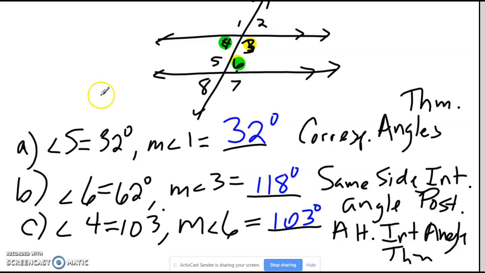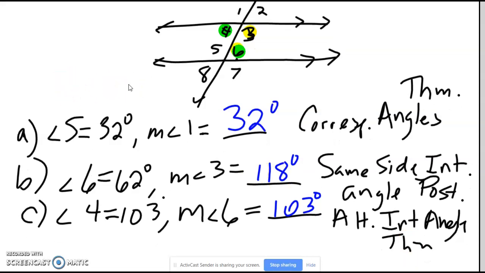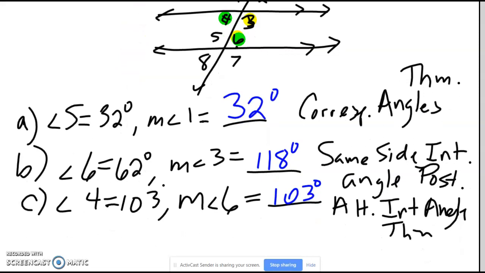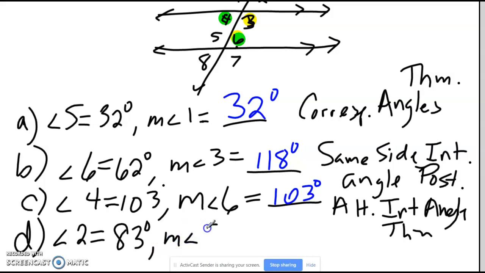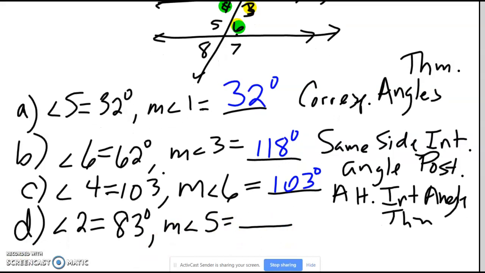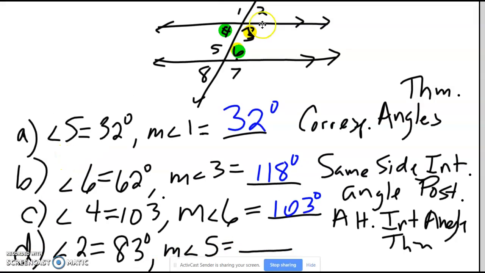Let's do one more. I want you to add to this. If you had angle 2 and its measure was 83 degrees, what would be the measure of angle 5? So take a minute to figure the measure of angle 5. Okay, so angle 2, we know that measure. How are we going to get to angle 5? Coulter, what do you think?